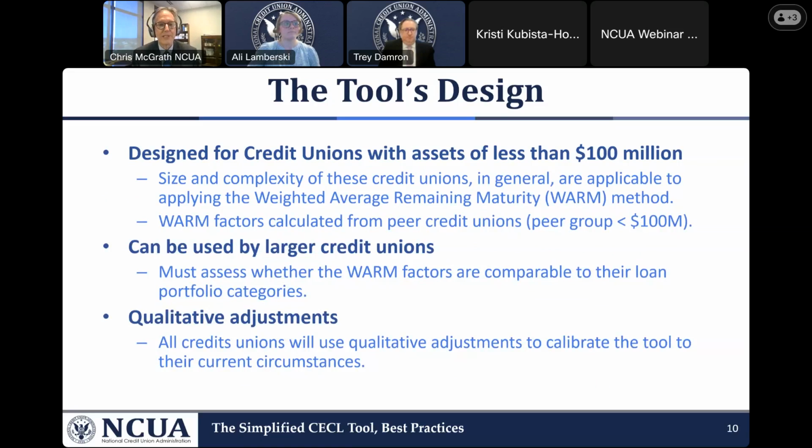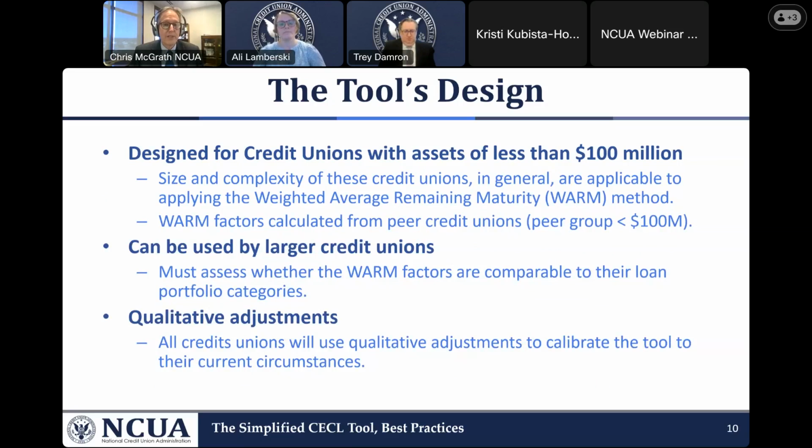This and the next 3 slides provide some background. The Simplified CECL tool was designed for credit unions with assets under 100 million. The majority of these credit unions are of the size and complexity envisioned by FASB for the weighted average remaining maturity method, also referred to as the WARM method.